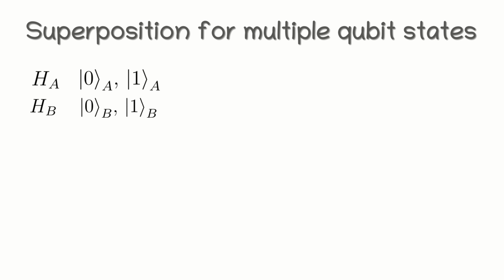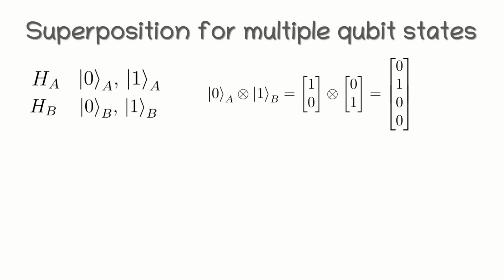Let's consider a 2-qubit system. Each qubit lives in its own Hilbert space, spanned by the basis vectors. The vector states of the joint Hilbert space, which describes the state of a 2-qubit register, are defined by the Kronecker products of the basis states of the two spaces. For example, when qubit A is in a state 0 and qubit B in a state 1, this will correspond to the state vector shown on the screen.